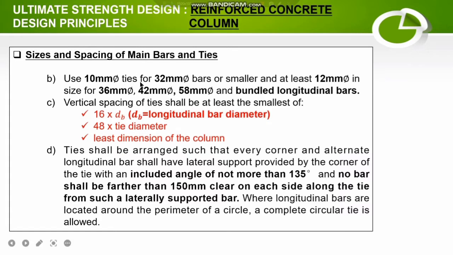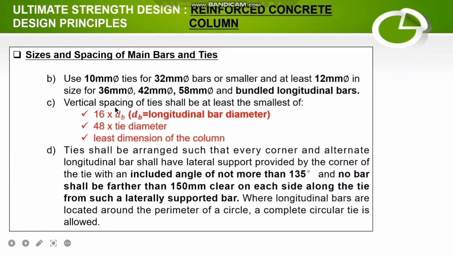So take note that for 32 mm diameter longitudinal bars and smaller, we are obliged to use 10 mm diameter as the size for our lateral ties. And for above 32 mm diameter longitudinal bars, use at least 12 mm diameter.